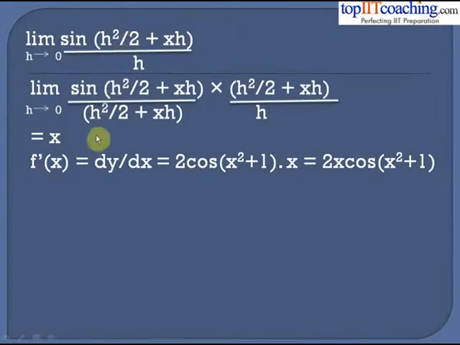For that, we multiply and divide this expression by h square by 2 plus xh, and as we know that sin x by x is equal to 1 when x tends to 0, so this expression would be equal to 1. And in this expression we take out h as common, and h gets cancelled, and when we put h equal to 0 here, we get the limit as equal to x. So the limit of this expression is equal to x. Hence f dash x is equal to dy by dx, which is equal to 2 times cos of x square plus 1 into x, or equal to 2x into cos of x square plus 1.